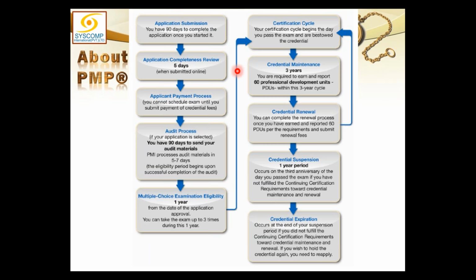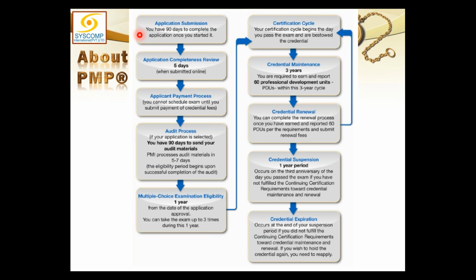So when you start filling your online application, PMI will allow you 90 days to fill that application. Although it doesn't take that many days, it takes 1-2 days or maybe 3 to 5 days. But 90 days is too much. But yes, sometimes you start filling an application and then you forget about it, and maybe after about 30 days you remember and you again start filling it. So that's why PMI has given you these 90 days.